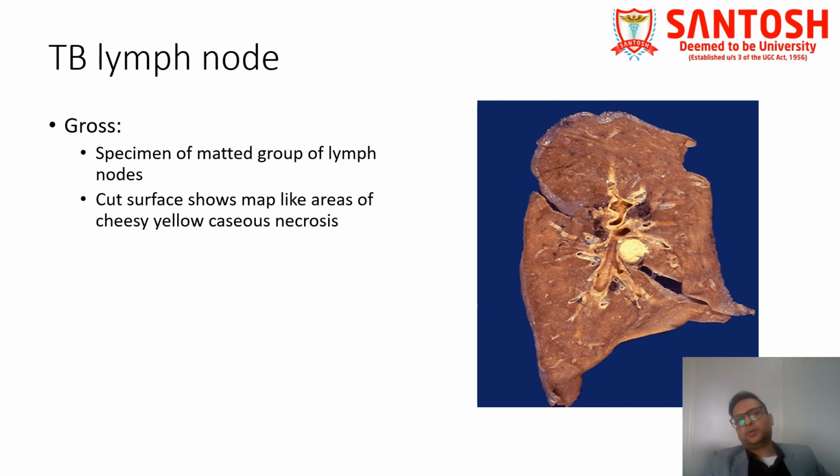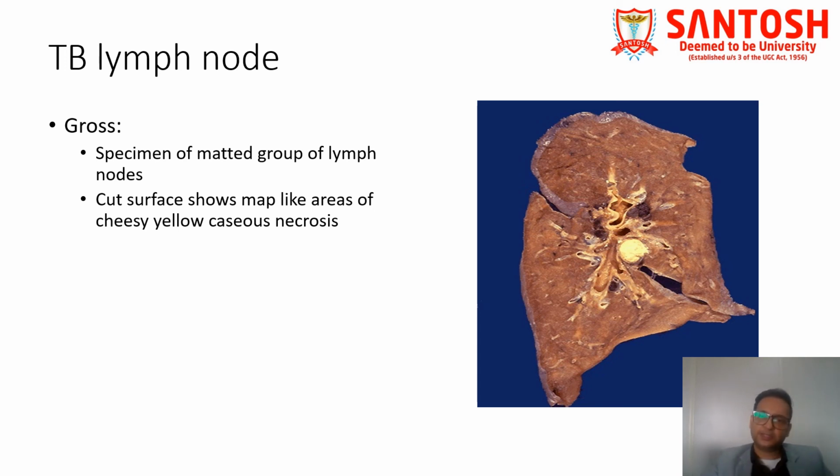This is a picture showing TB lymph node. I've already told you Ghon's complex is a combination of Ghon's focus, that is a lesion in the lung, along with involvement of draining lymph node. So this is again a section of lung. This is the hilum where the branches of bronchus are present, and at the hilum we can see a yellowish color round structure. This is nothing but a lymph node which has undergone caseous necrosis.